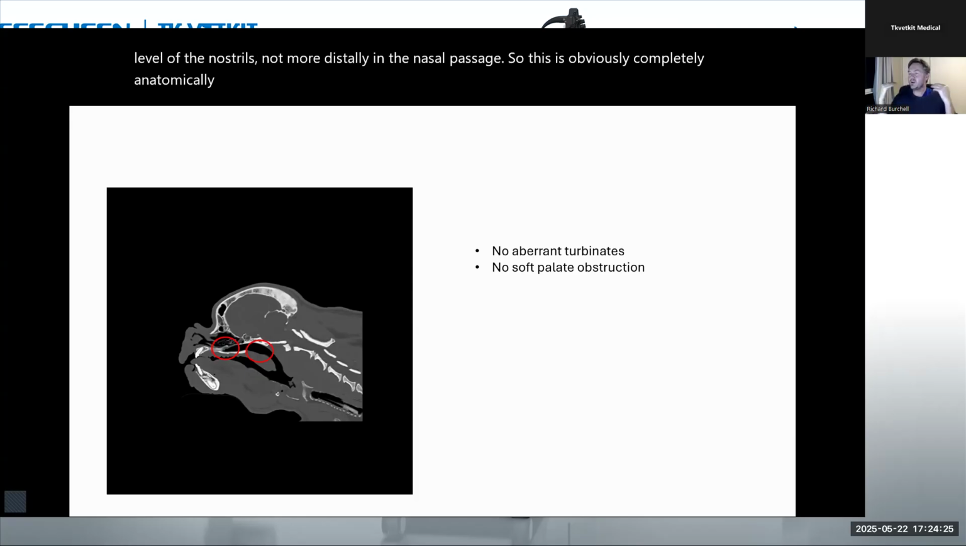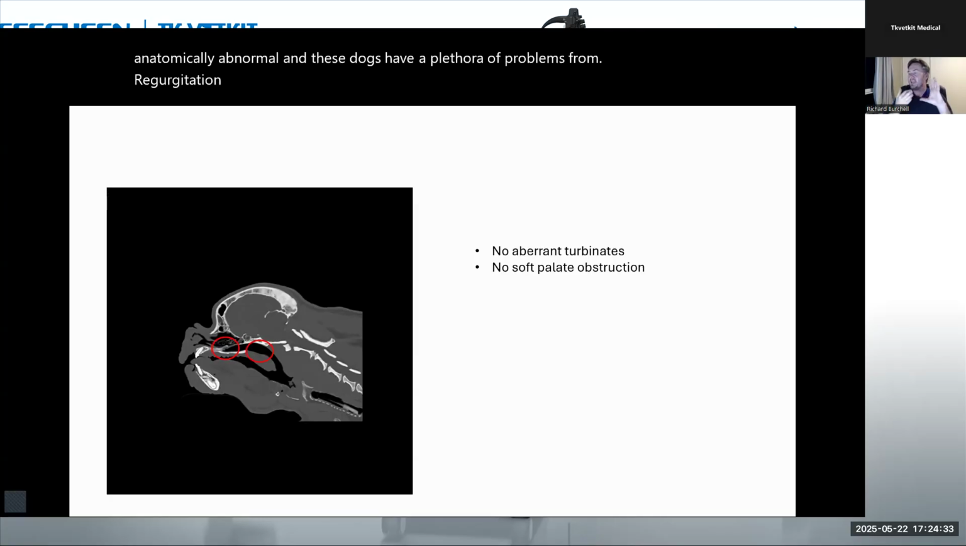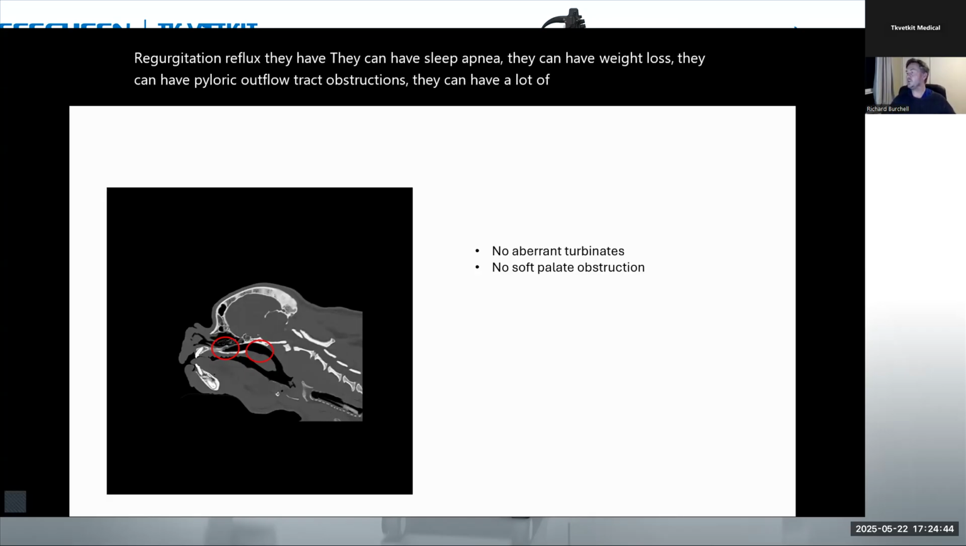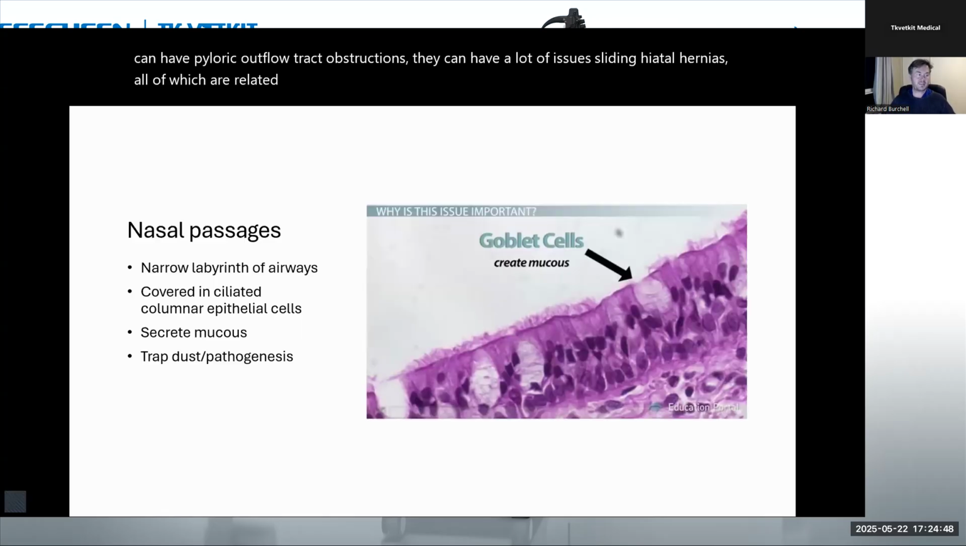And these dogs have a plethora of problems, from regurgitation, reflux. They can have sleep apnea. They can have weight loss. They can have pyloric outflow tract obstructions. They can have a lot of issues, sliding hiatal hernias, all of which are related to their upper respiratory anatomy.